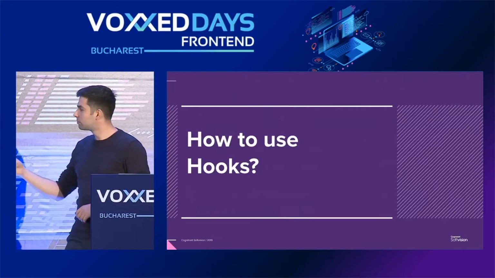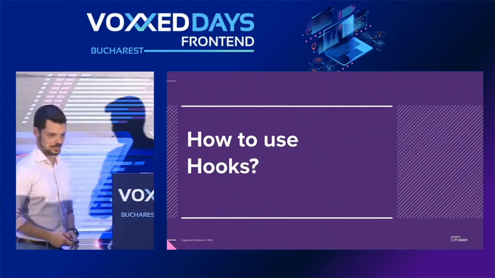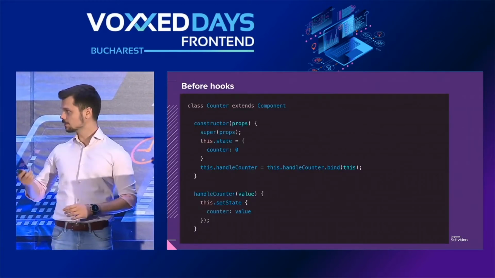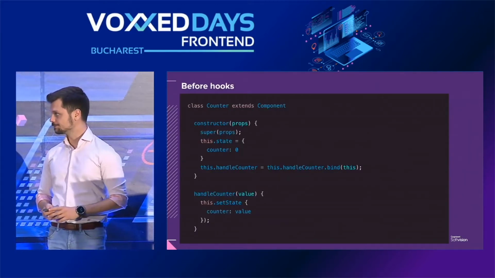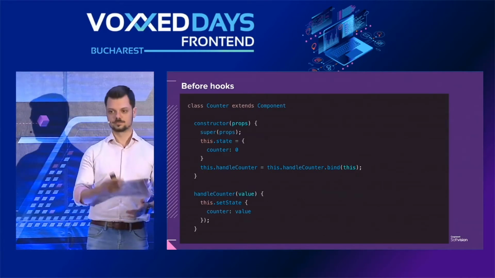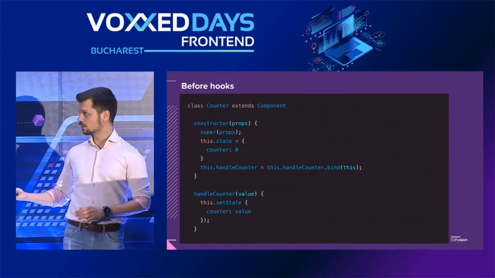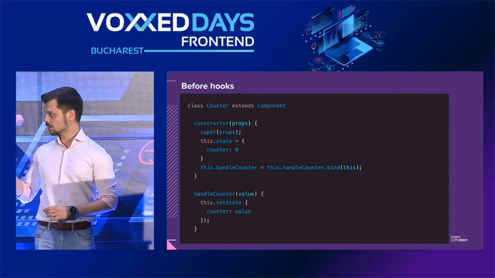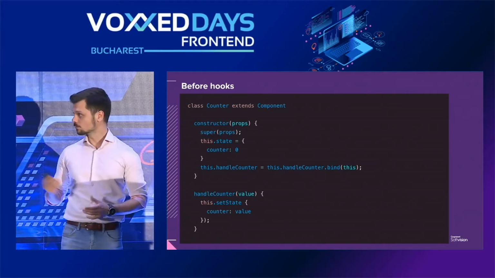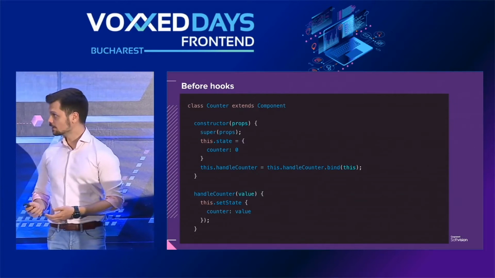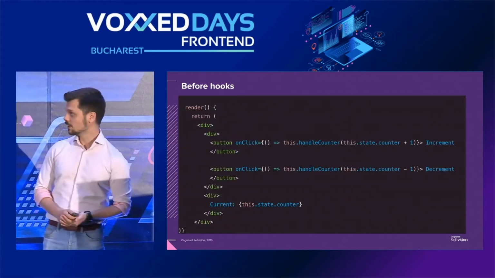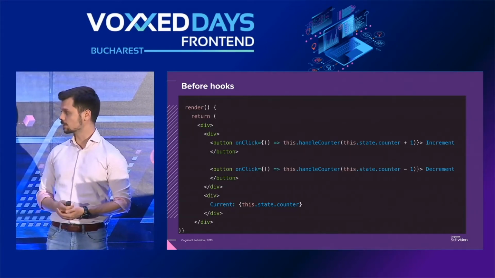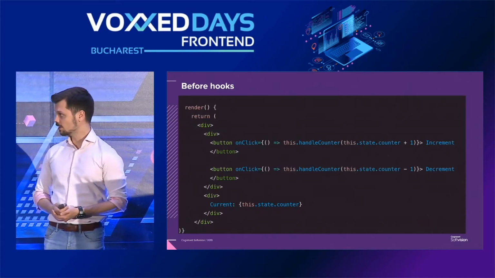So how to use hooks? Let's start with how we would write code before hooks. Let's take a counter example. You would have the constructor that comes with the component. You would set the state there, and then you would need another method, the setState method, to update the state. This is, I think, pretty basic. And then you would have the render function, right? So here you would use handleCounter to increment the counter and to update the state.